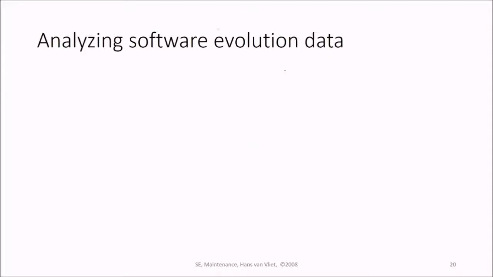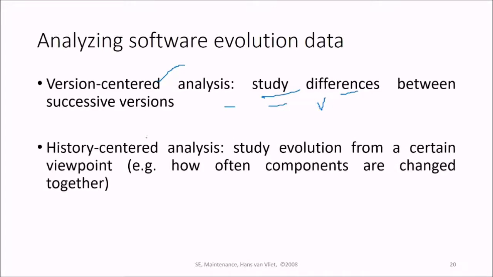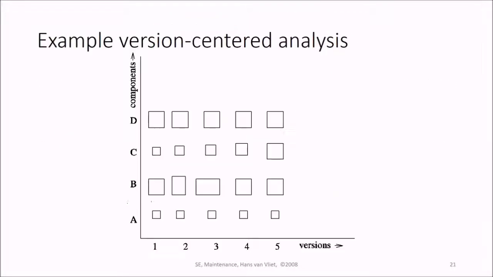Now, analyzing software evolution data can be version-centered analysis. We study differences between different versions, version 1.1, version 1.2. And we can have history-centered analysis. We study evolution from a certain viewpoint, for example, how often components are changed together.